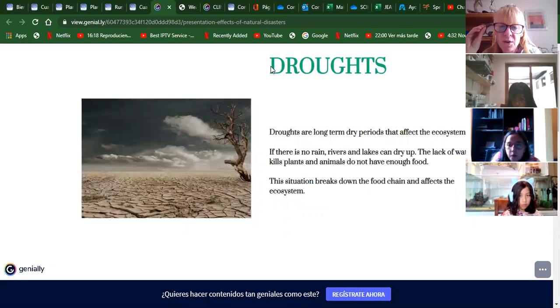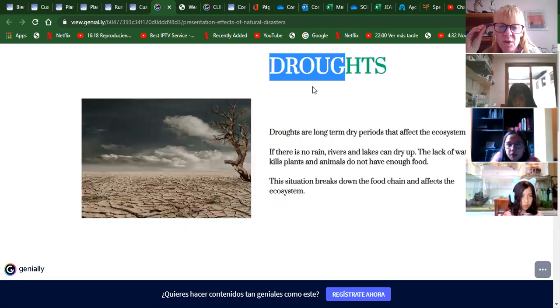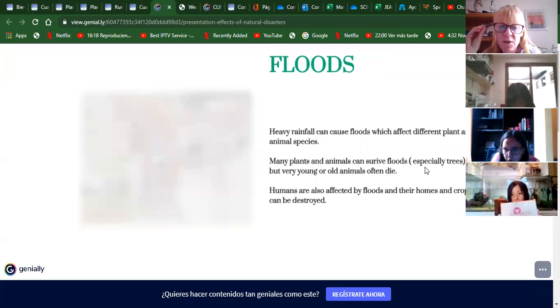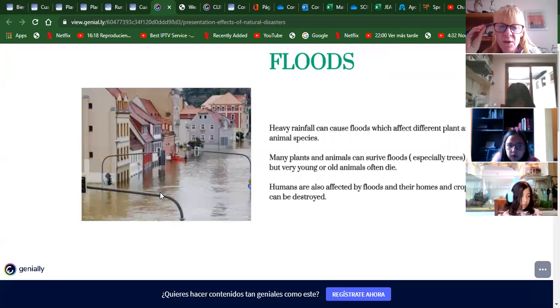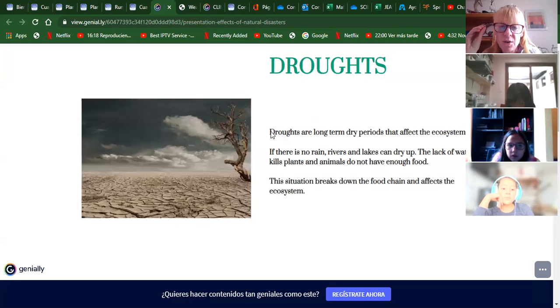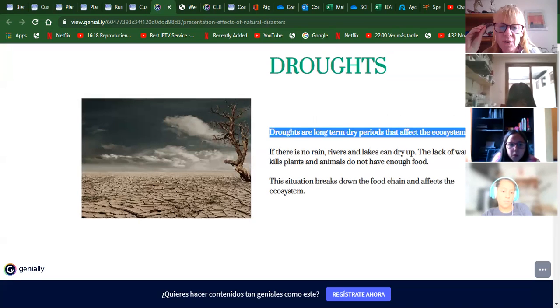Now, this is a word that you need to know. Se dice, pronuncia drought, a drought. This is a drought, okay? So look at the difference. We have a flood, and we have the opposite, which is a drought. What is a drought? There we go. Droughts are long periods of time when there's no rain. It is a terrible disaster.